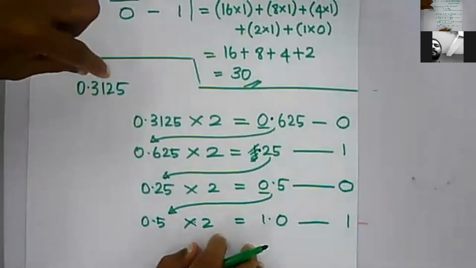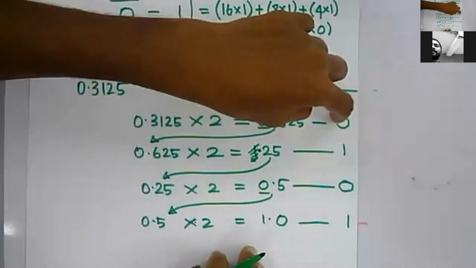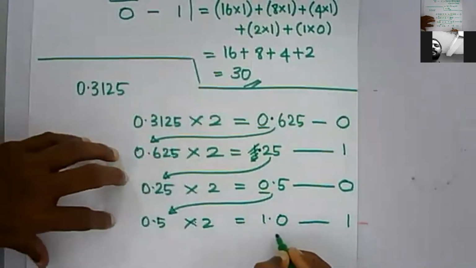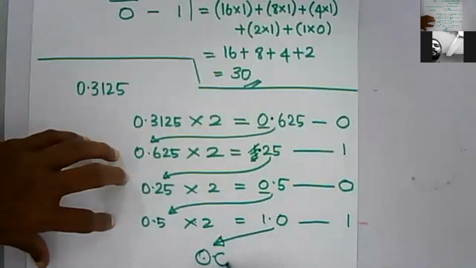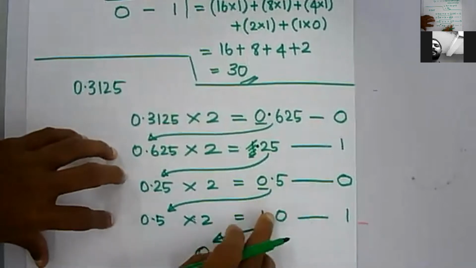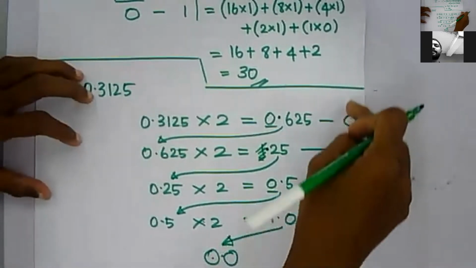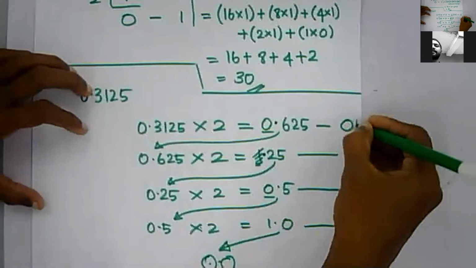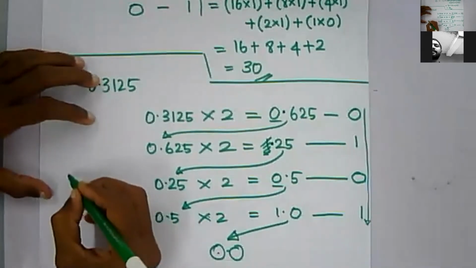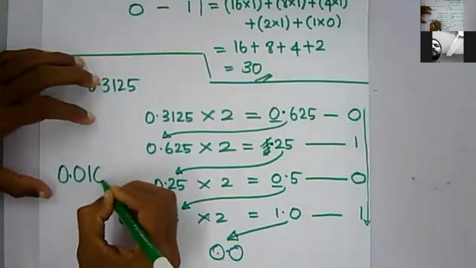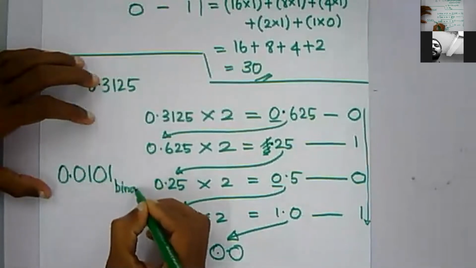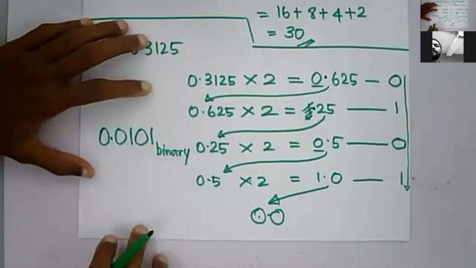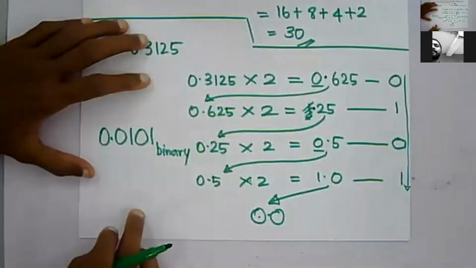If you want to convert a decimal or a fractional number into a binary number, you need to perform successive multiplication until you get 0. So I can say that I have 0.0. And then you need to write the number from top to bottom. Here you brought it from bottom to top, and here you have to write it this way. So the number will be 0.0101 binary.